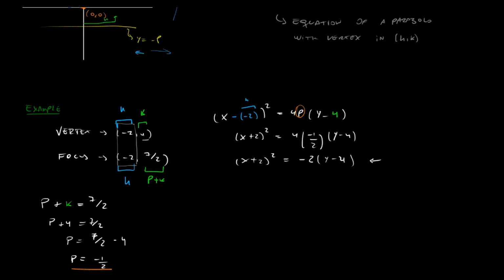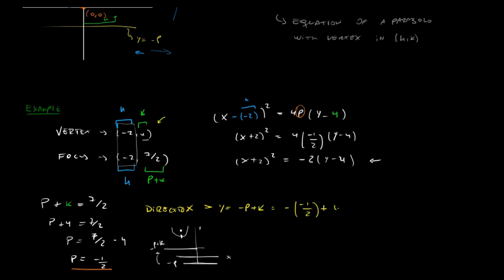Now let's think about the directrix. So we have a vertical parabola with a focus here, the vertex, and here the directrix. And the axis is somewhere over here. So the directrix moved from here, from minus p, to minus p plus k. So the directrix is y equals minus p plus k. Minus p is minus 1/2 plus k, which equals 4. So the directrix will be in y equals 4.5.